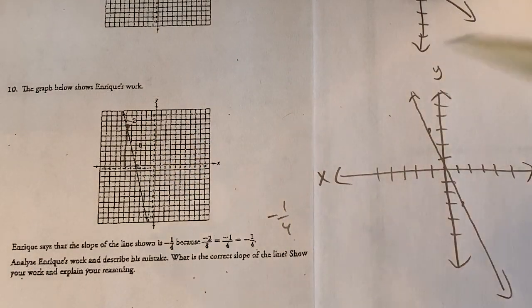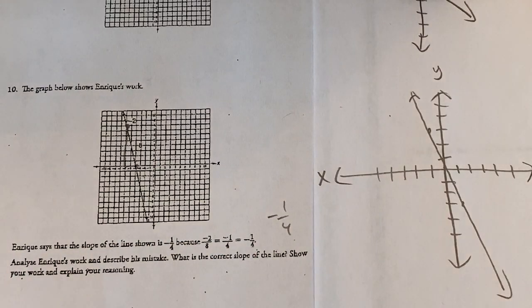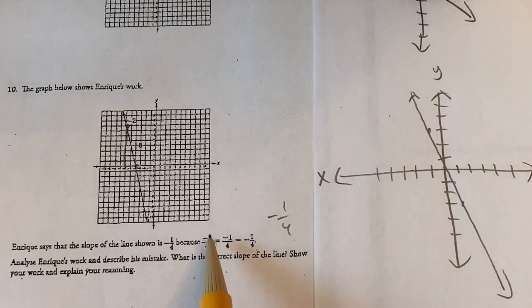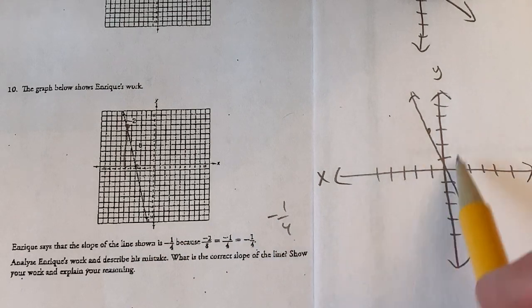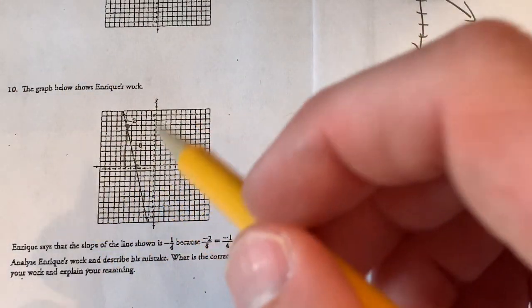So we're now on problem 10. The graph is Enrique's work below. And it says Enrique found the slope of the line to be -1/4. So he got -2/8, which is -1/4. So instead of doing Enrique's problem and analyzing his mistake, let's go over here and look at this problem and just find the slope of a line. And if you can find the slope of a line, then you can tell where Enrique went wrong.